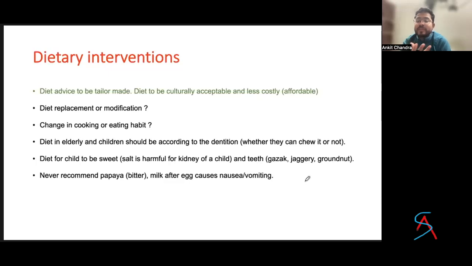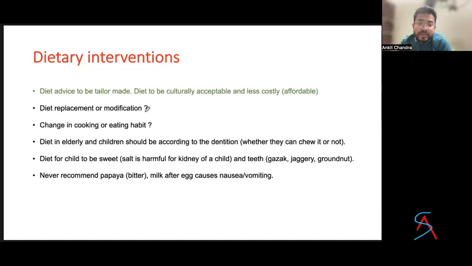Try to go and help the people in the community. For dietary intervention, always try to consult with the senior person there, because diet has to be affordable. You cannot tell a person belonging to lower socioeconomic status to have avocado or dragon fruit. These are very fancy and costly fruits. It has to be culturally acceptable and less costly.